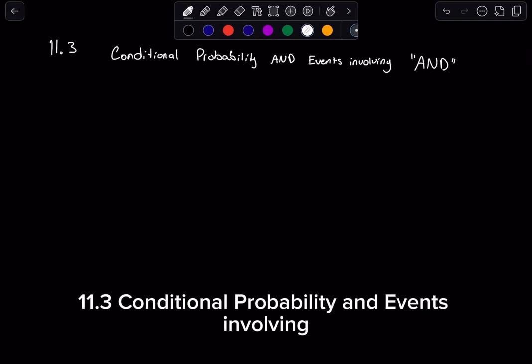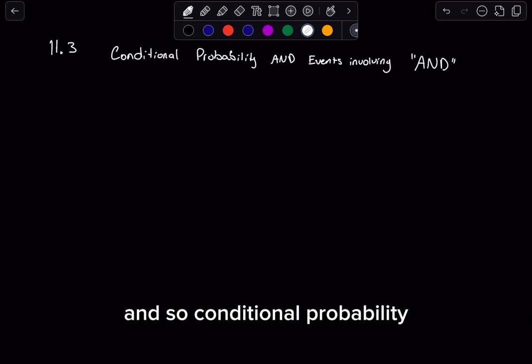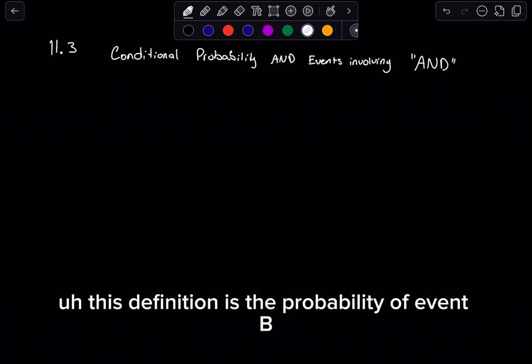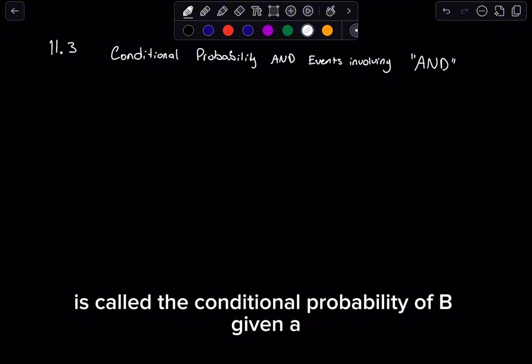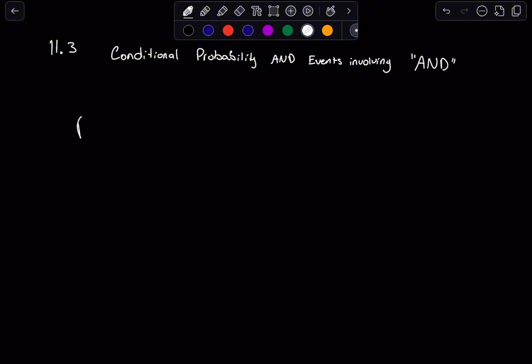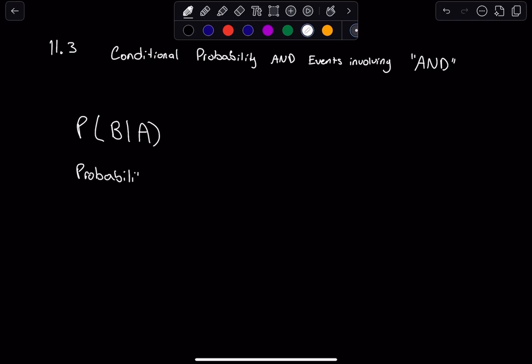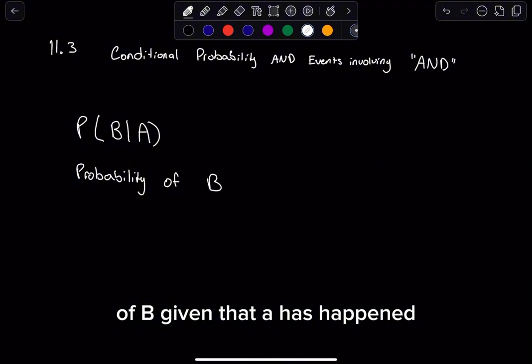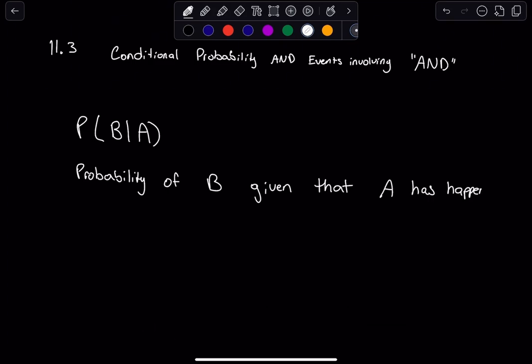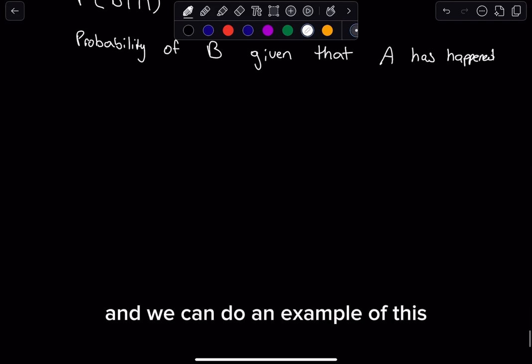11.3, conditional probability and events involving and. So conditional probability, its definition is the probability of event B computed on the assumption that event A has happened is called the conditional probability of B given A and is denoted by the following. So this says, what is the probability of B given that A has happened? And we can do an example of this.